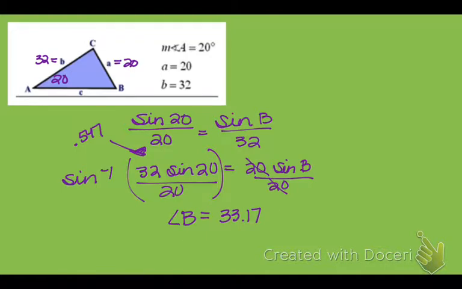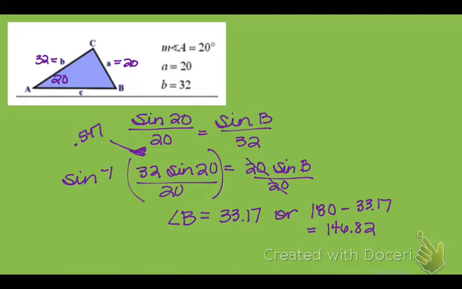The other possibility is by taking 180 minus 33.17, and that angle would be 146.82. Well, if I add 146.82 and 20, that's 166.82, which means there's enough angle measure left there that I could actually have two triangles for that sine relationship.